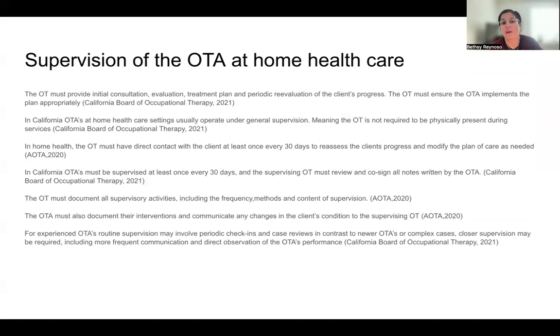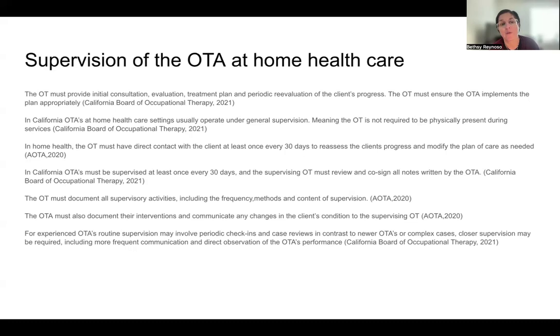Supervision of the OTA at home healthcare. The OT must provide initial consultation, evaluation, treatment plan, and periodic reevaluation of the client's progress. The OT must ensure that the OTA implements the plan appropriately. In California, OTAs at home healthcare settings usually operate under general supervision, meaning that the OT is not required to be physically present during services.